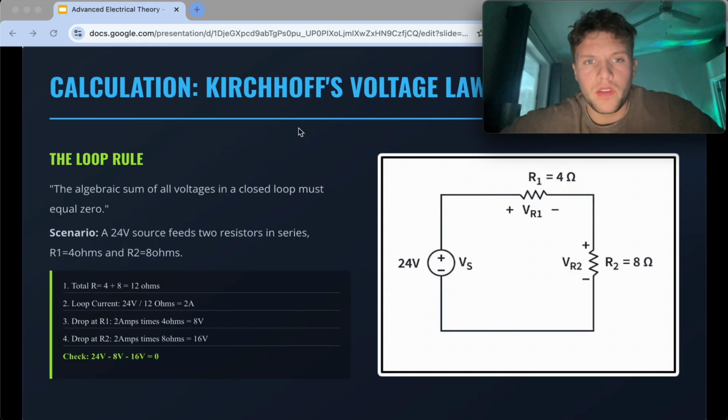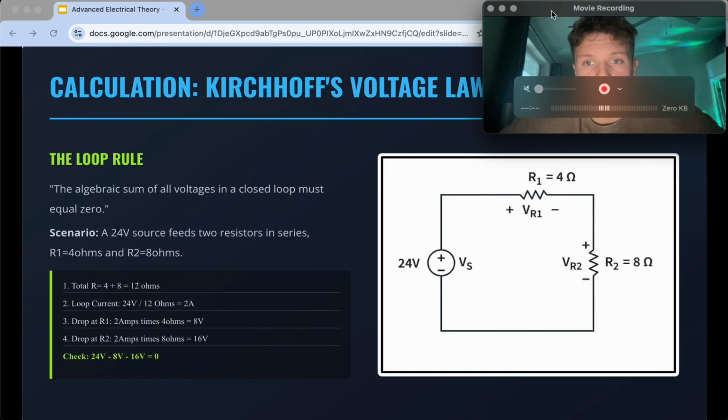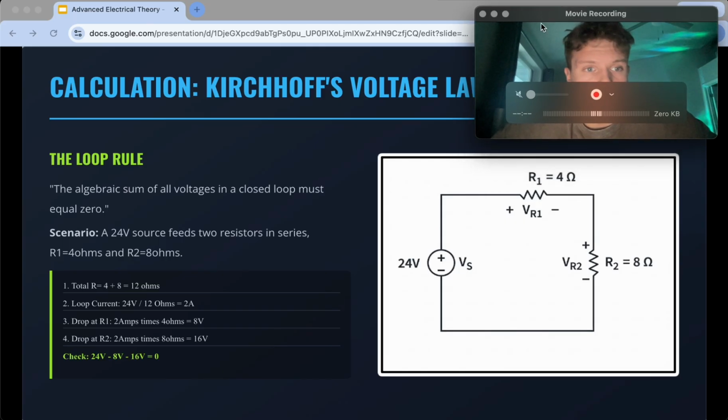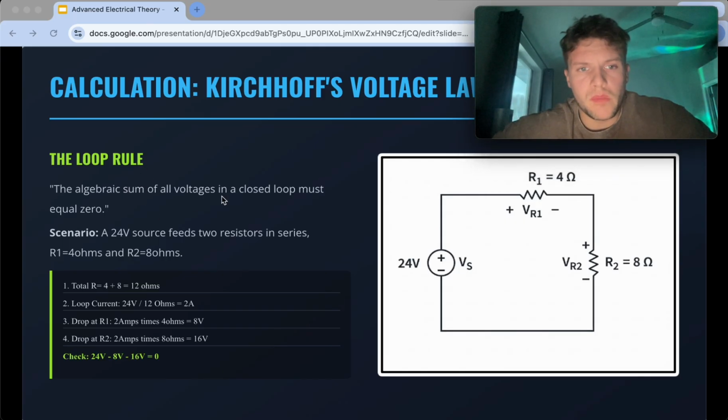We're going to go into Kirchhoff's voltage law, right? This voltage law is called the loop rule. The algebraic sum of all voltages in a closed loop must be equal to 0. For the example here, we have a 24 volt source feeding 2 resistors in series, a 4 ohm and an 8 ohm. So this is pretty simple, right? We're going to look at the loop here, and the sum of all of these voltages should be equal to 0. So across the battery, we have a positive 24 volts, and across each resistor, we have a negative.